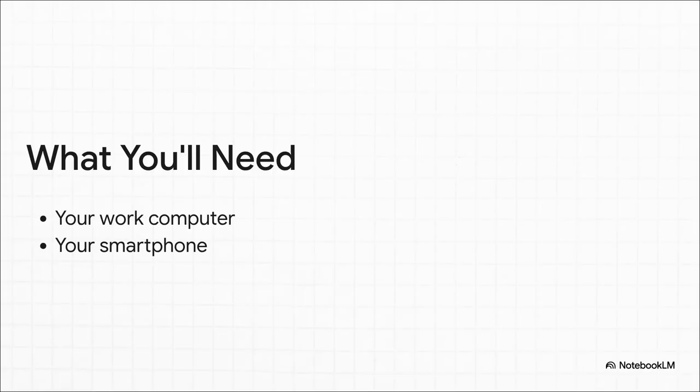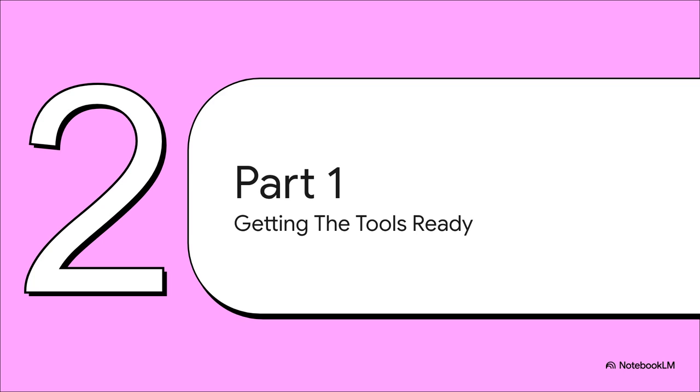Okay, before we really dive in, let's just do a quick check to make sure you have everything you need. It's super simple. You just need two things right now: your work computer, which you're probably on right now, and your smartphone. If it's not right next to you, go ahead and grab it. All right, you ready? Let's get started.